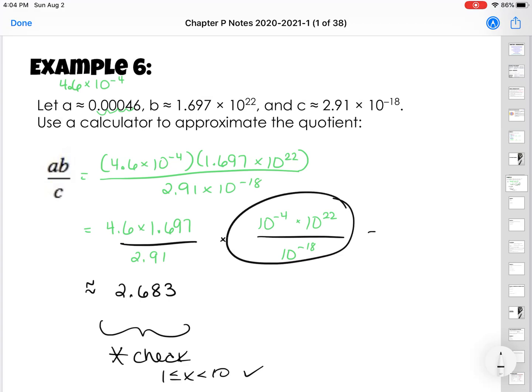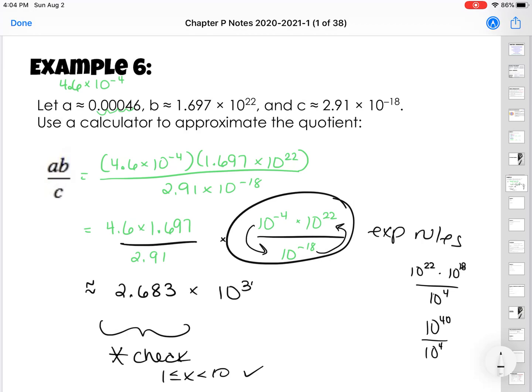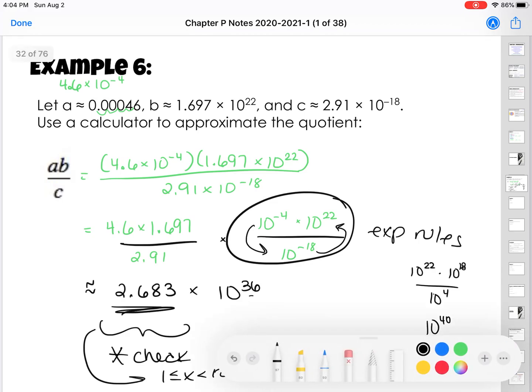All right, here I can use my exponent rules. I would move the 10 to the negative 18 to the top, the 10 to the negative 4 to the bottom. So really I've got 10 to the 22nd on top, 10 to the positive now, 18th on top, and 10 to the 4th on the bottom. All right, so on top that would be addition, that's 10 to the 40. On the bottom that would be 10 to the 4, and then I would subtract and get 10 to the 36. Again, if this number was not within this range, I may have to adjust the exponent here, whether it's moving it to the left or moving it to the right.